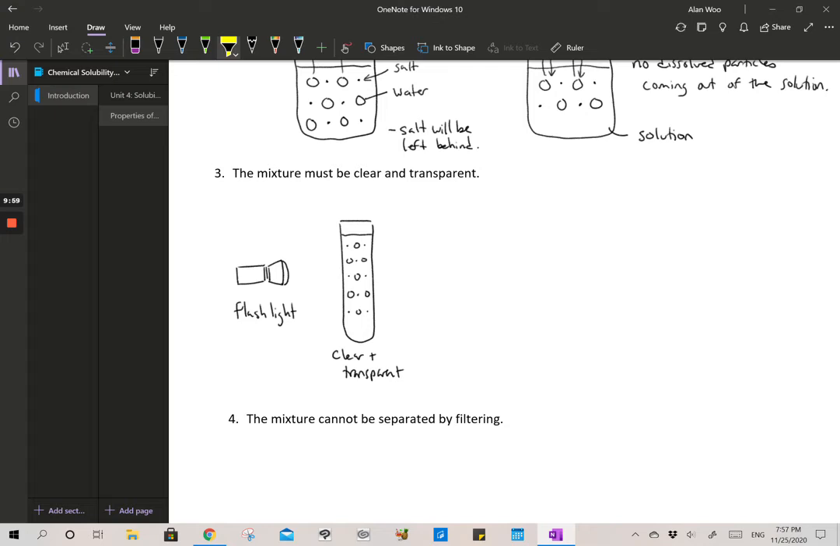Okay, so let's see if this works. So if I shone the light through this solution, it would go straight through. Okay. This would be considered a true solution. So light passes through.